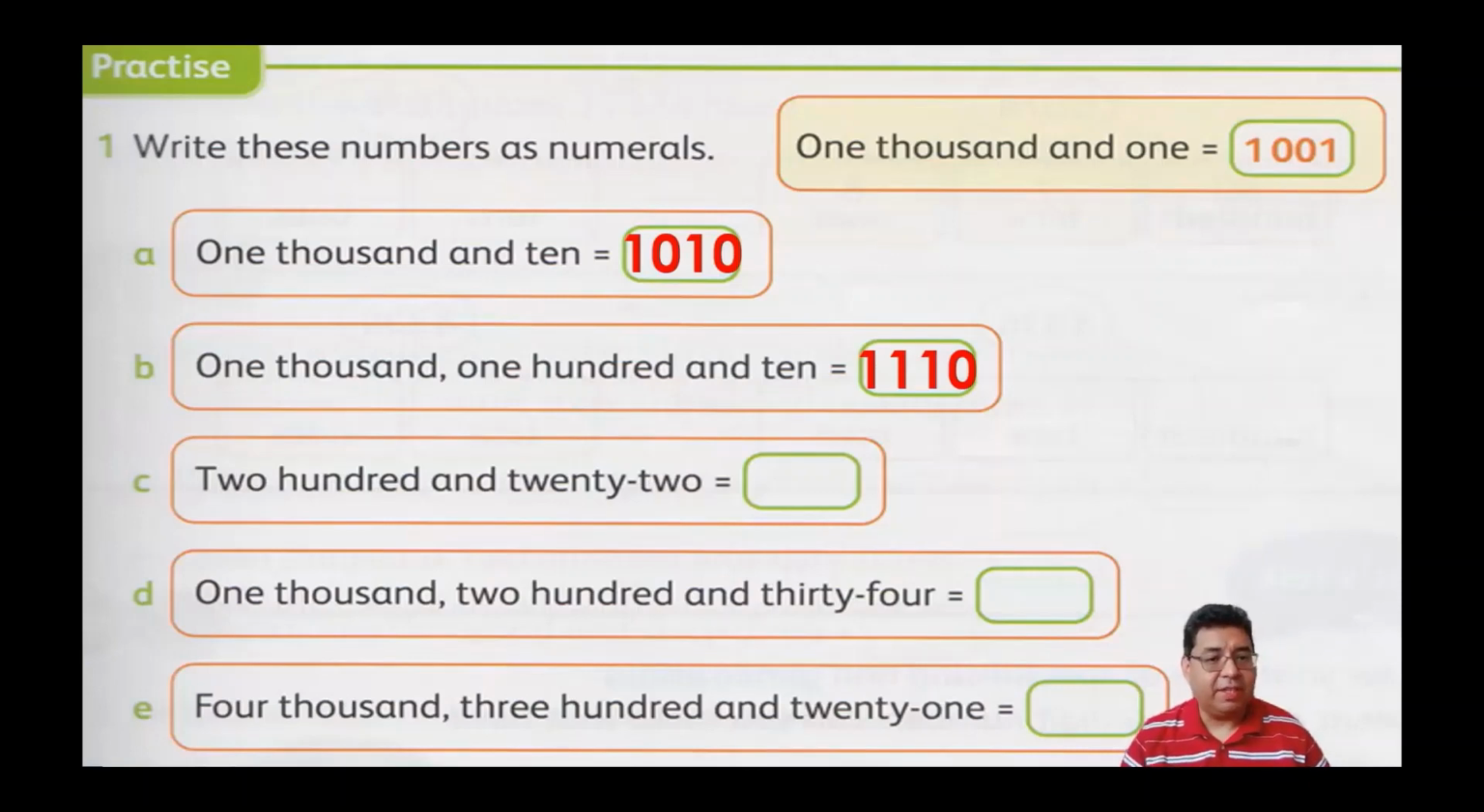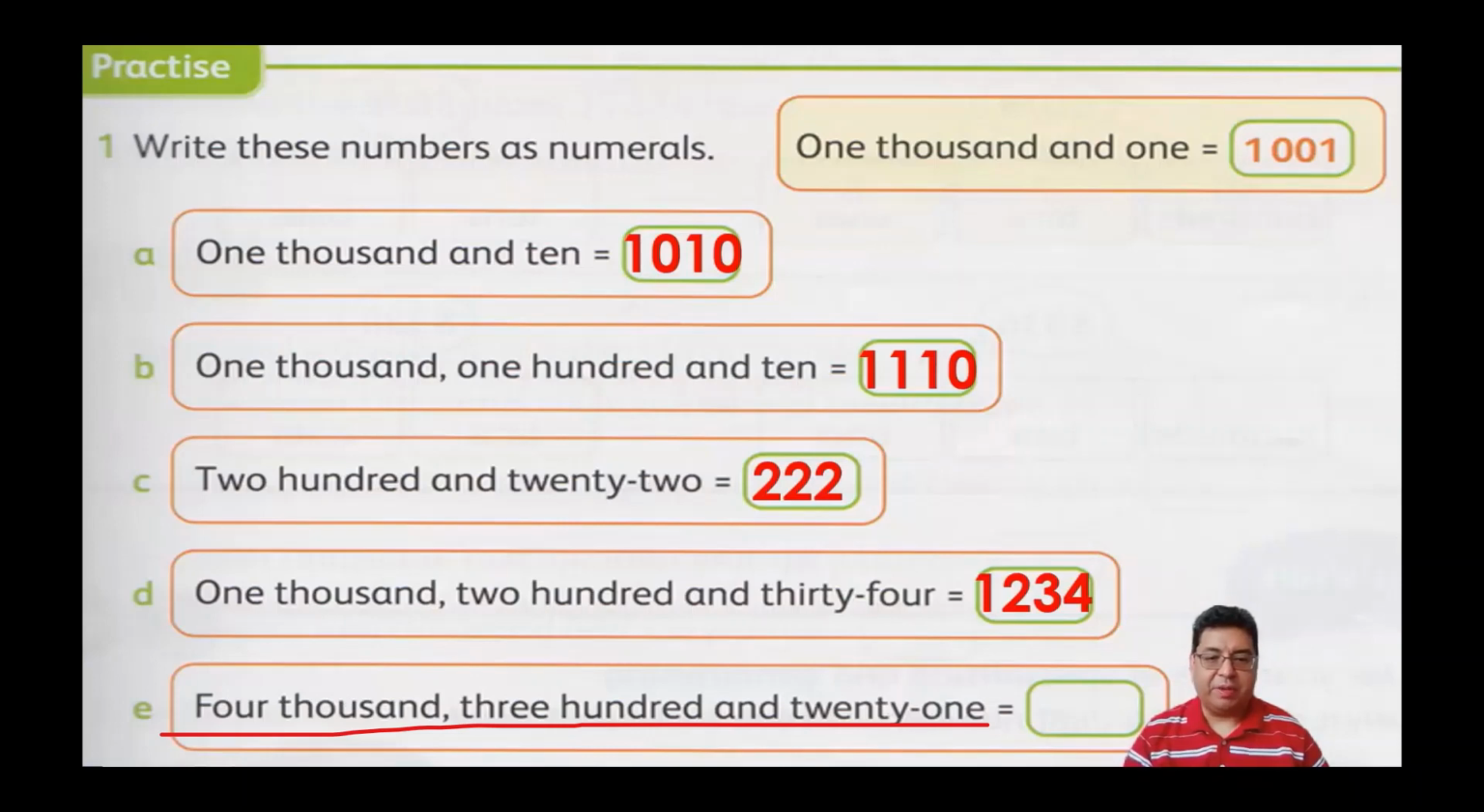For letter C, we have 222, which looks like this. For letter D, we have 1234, which looks like this. And for letter E, we have 4321, which looks like this.